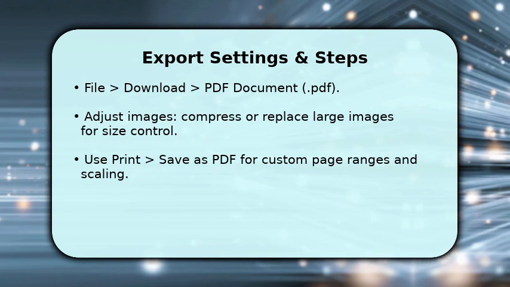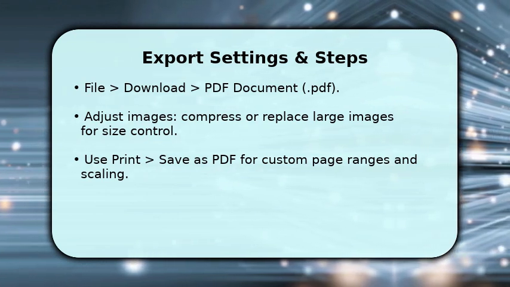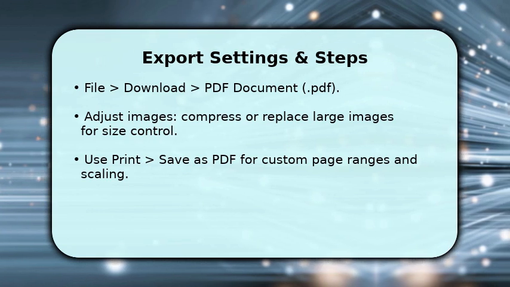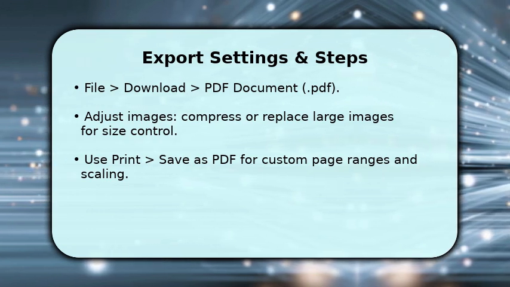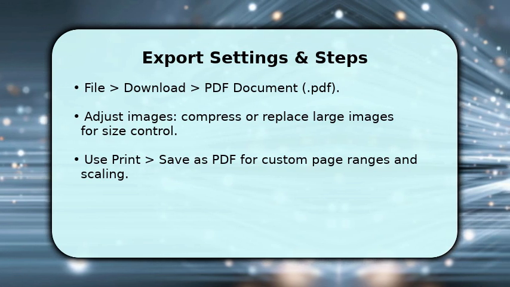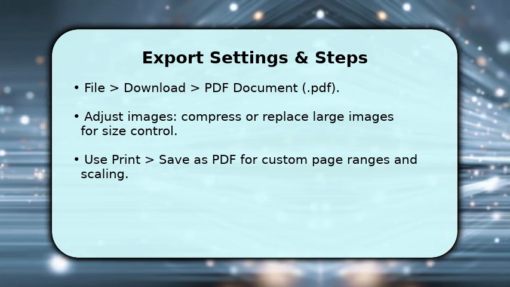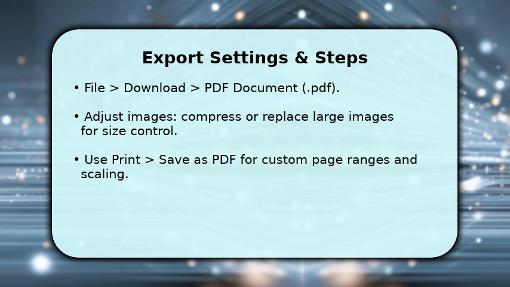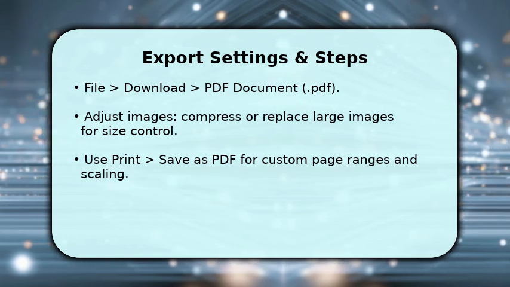Alternatively, use Print and select Save as PDF. That path lets you pick page ranges, scaling, and paper size, useful for handouts or booklets. Make sure fonts display correctly by embedding or using standard web fonts. Then save to your chosen folder.